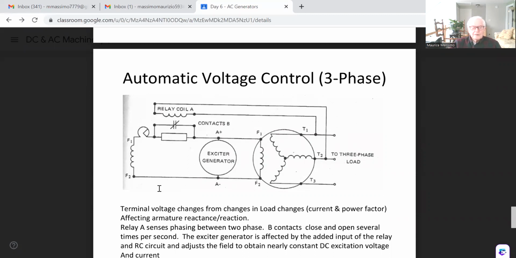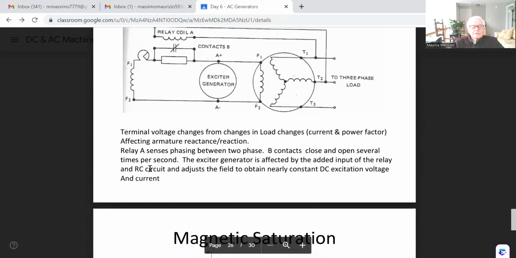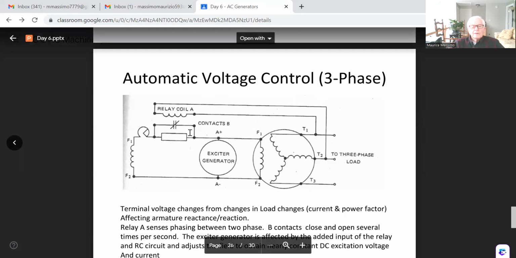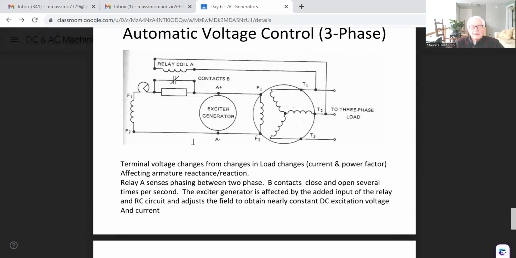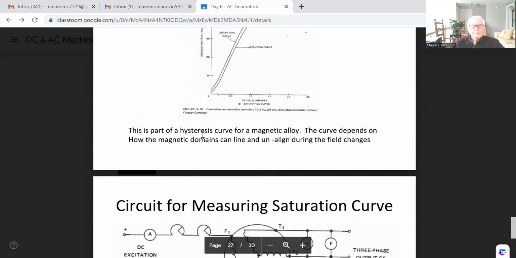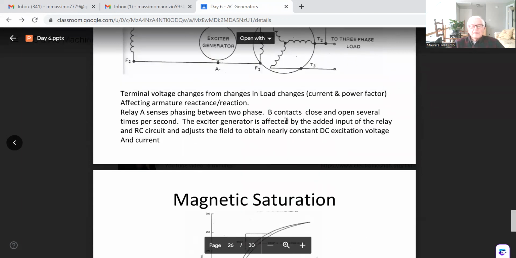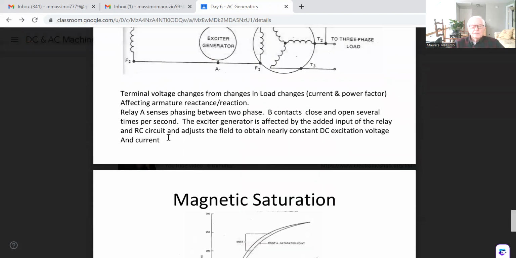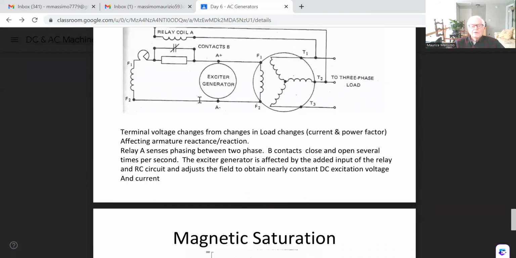Okay. So the terminal voltage changes from changes in load. So we get current and power factor affecting the armature reactance. Okay, that can change. So relay A senses the phasing between the two phases. Okay, relay A. Sorry, went too far. And B contacts close and open several times per second because of what's going on with the loading.